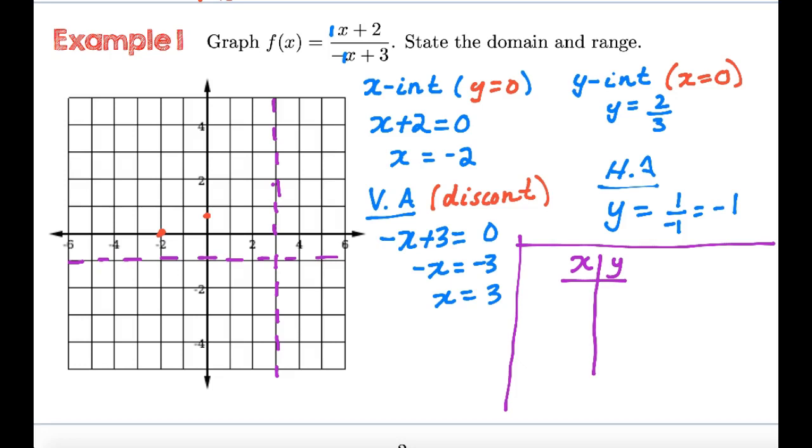I'm actually going to plug in 2. And why am I plugging in 2? As you'll see, if I look at the numerator, 2 plus 2 is 4, divided by -2 plus 3 is 1. So that's just 4. So I picked 2 because I get a nice Y value. I get 2, 4. So 2 over 4 up.